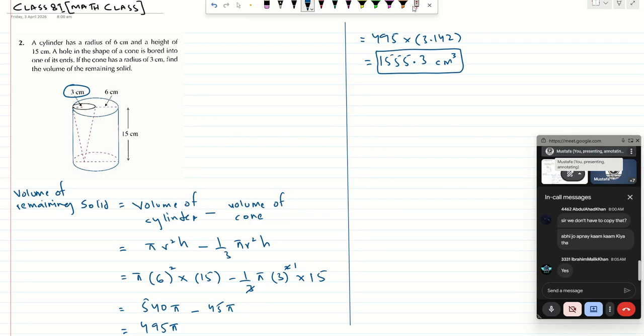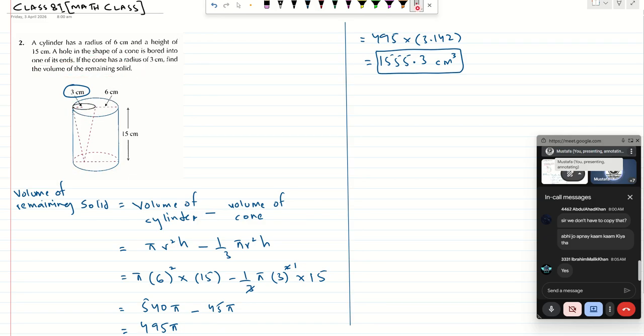ठीक है. Let me recap once again. There was a solid cylinder, and we have drilled out, का वर्ड मैं यूज़ कर रहा हूँ ताकि आपको समझ आए. प्रैक्टिकली आपने देखा होगा कि कारपेंटर्स किस तरह से वुड में ड्रिलिंग करते हैं. तो उसमें से एक कोन का फॉर्म का सॉलिड रिमूव कर दिया. We have to find out the volume of remaining solid.